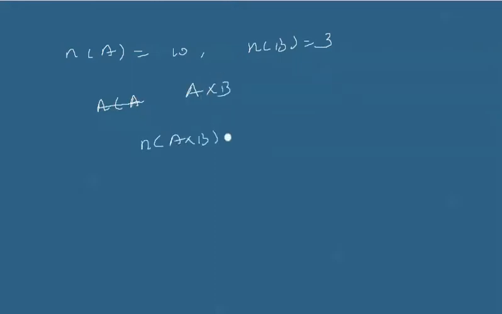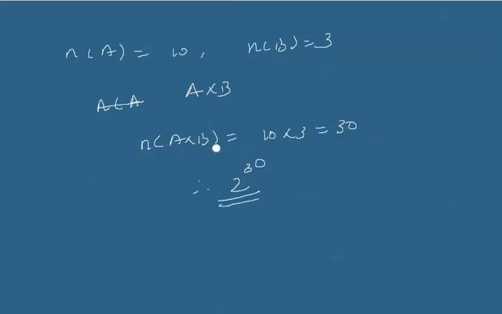If n of A is equal to 10 and n of B is equal to 3, how many subsets will be there for A cross B? You know that n of A cross B is equal to 10 into 3, which of course is 30. Therefore, there will be 2 raised to the power 30 subsets for this A cross B.